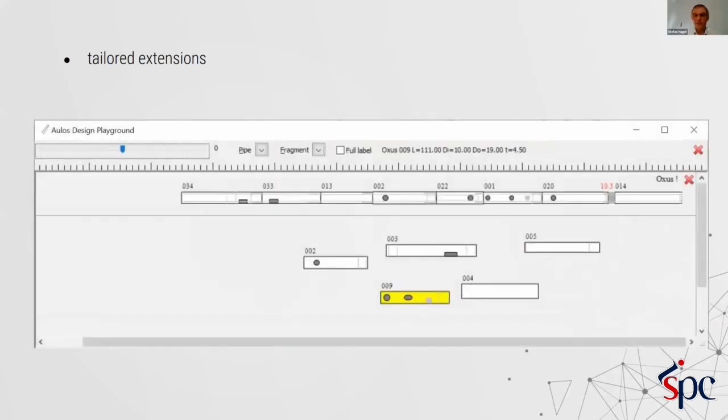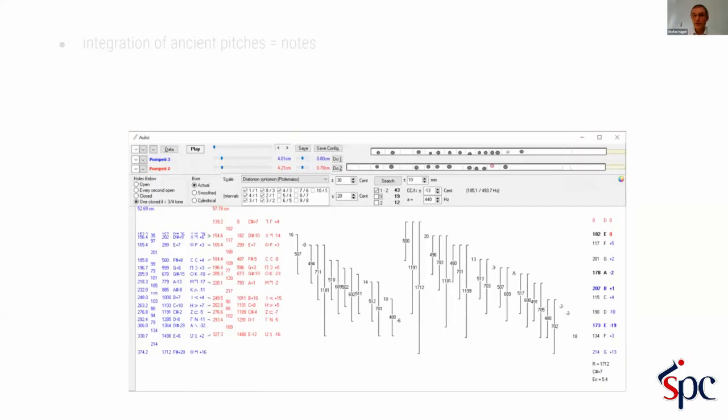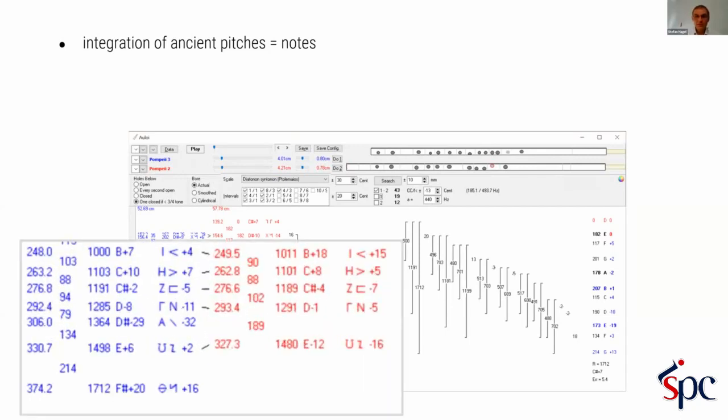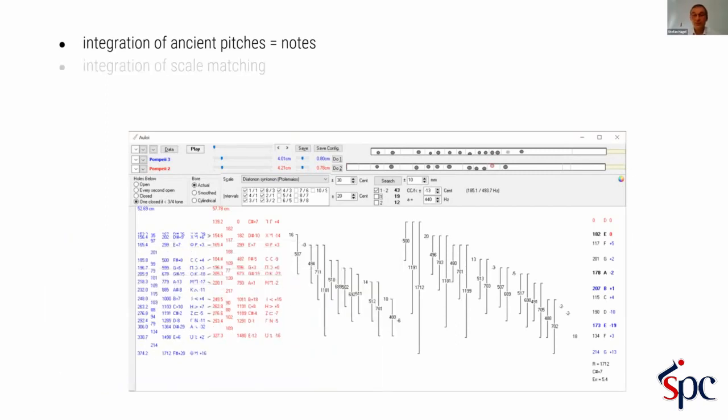What are the advantages? So first, we can make tailored extensions. For instance, this window here, where I can draw around pieces of Aulos which are unknown how they belong together, and experiment with different configurations and see immediately the musical results attached to that. And the integration of information we need to assess the results. Ancient pitches, you can see here, in addition to frequencies and cents, we also have ancient notes here, which show immediately what that would mean in connection to the fragments of ancient music.